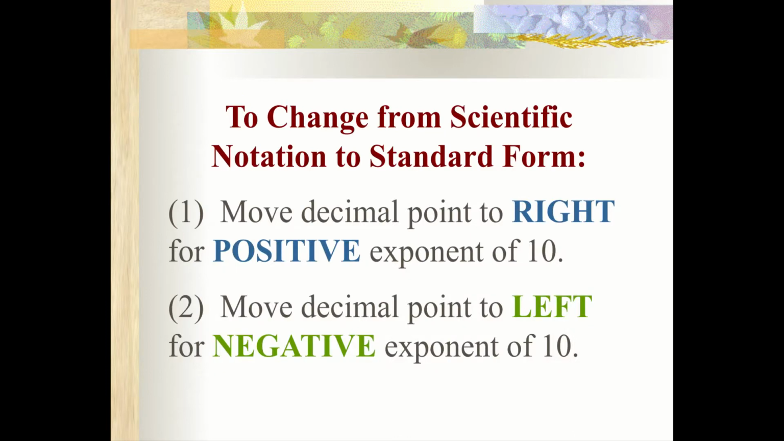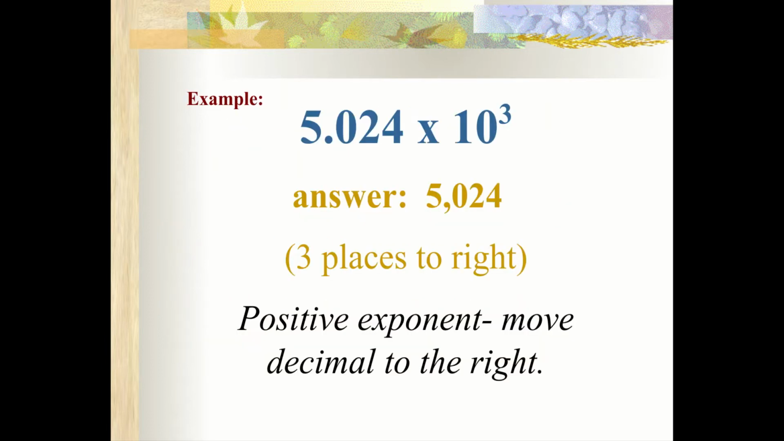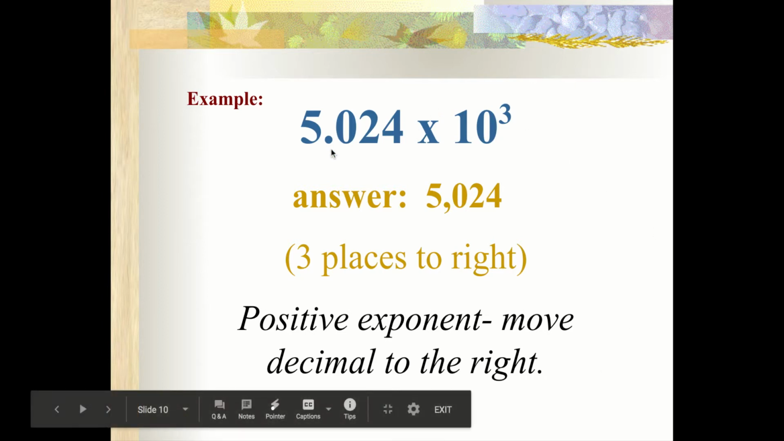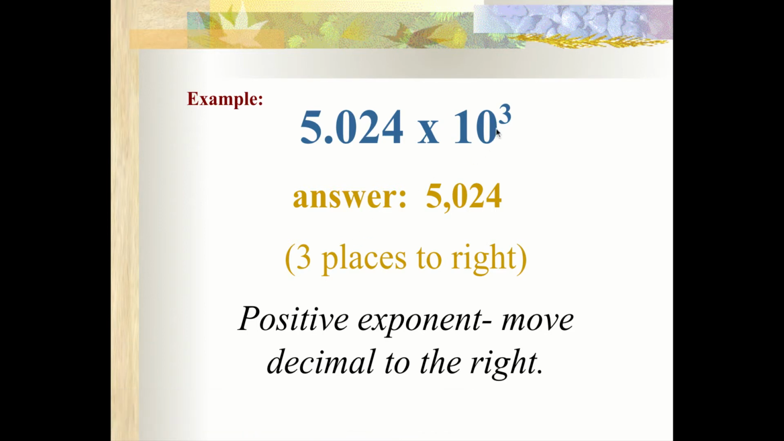Moving on, to change from scientific notation to standard form, you're going to move your decimal point to the right for a positive exponent of 10 and move the decimal point to the left for a negative exponent of 10. So now we're going backwards from what we just learned, okay? So if I have a scientific notation number right here, it's telling me I'm moving 3 places. So I'm going to go ahead and move it 3 places to the right. 1, 2, 3. And now I have 5,024. And that is standard decimal form.